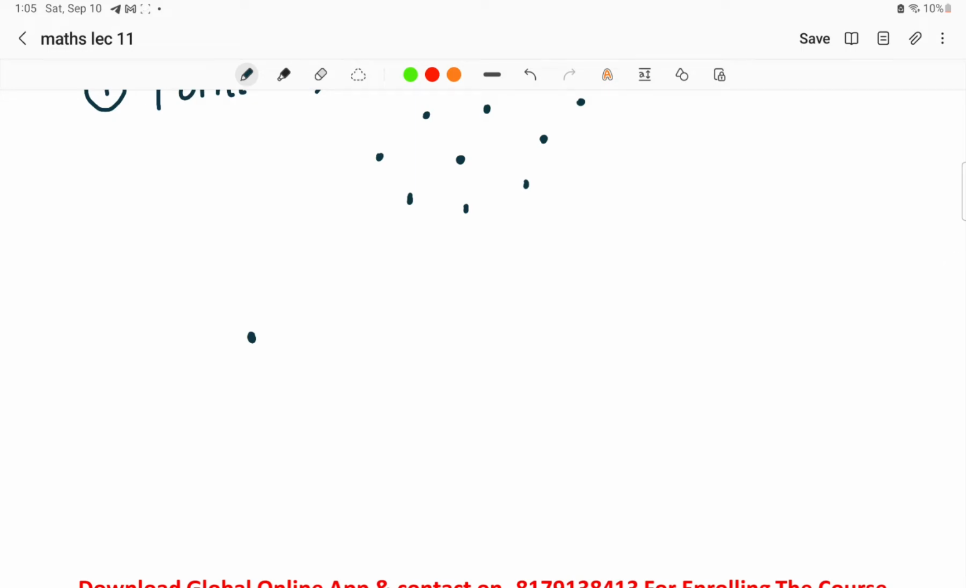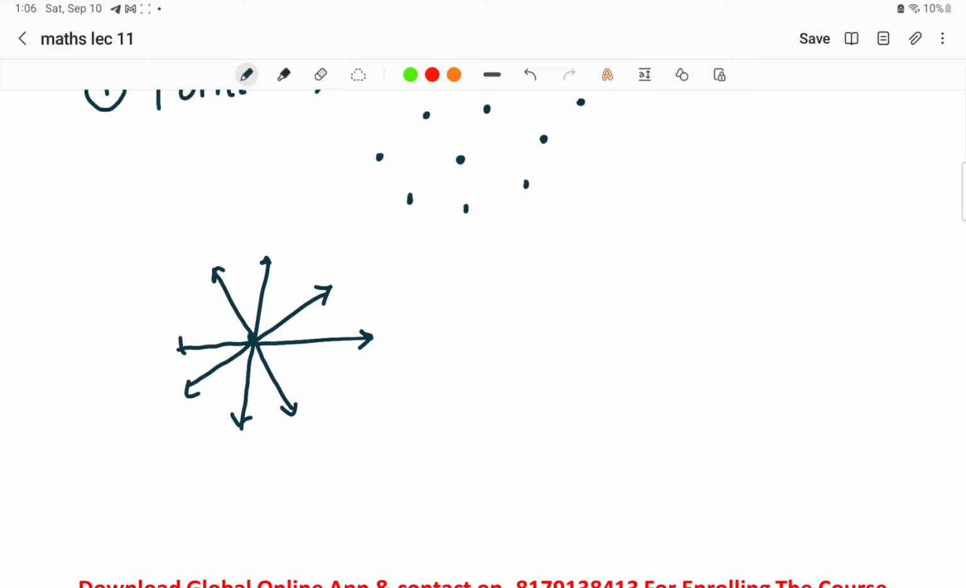Okay, how many lines can be passed through this particular point? So the answer to the question is, look how many lines I can draw through this particular point. I can draw an infinite number of lines. Actually, there is no such counting of how many lines can be passed through this particular point. So an infinite number of lines can be passed through a single point.